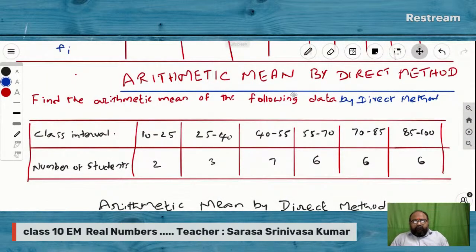Find the arithmetic mean of the following data by direct method. The name of this method is arithmetic mean by direct method. Here the class intervals are given to us, and next the number of students is given.